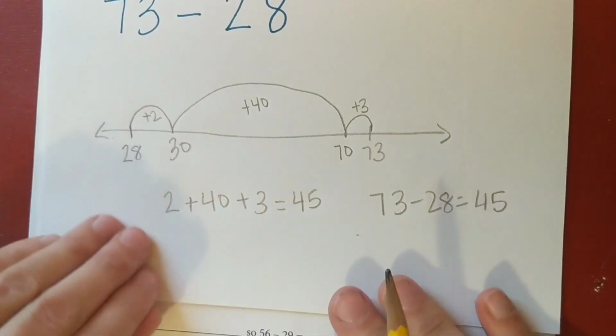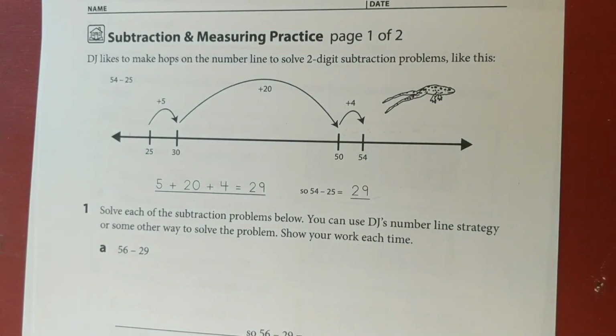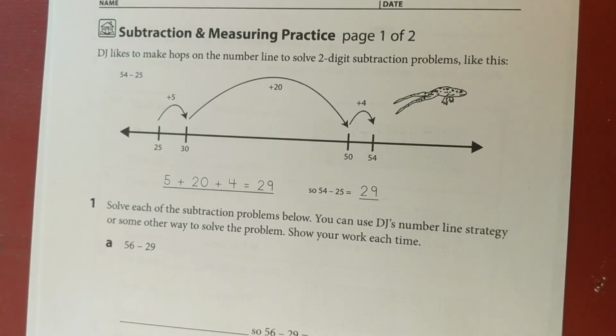Wow, friends, look at that. We just solved two two-digit problems, and we are practicing that new strategy, solving two-digit subtraction problems on a number line. Oh, that was a tongue twister for Mrs. Burrows.